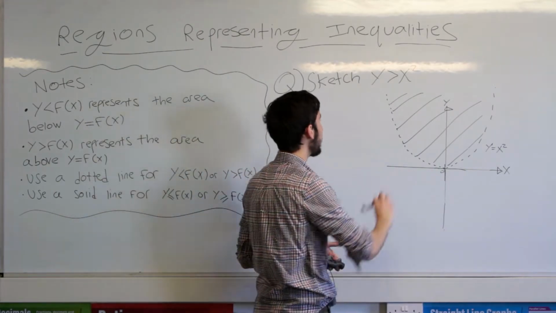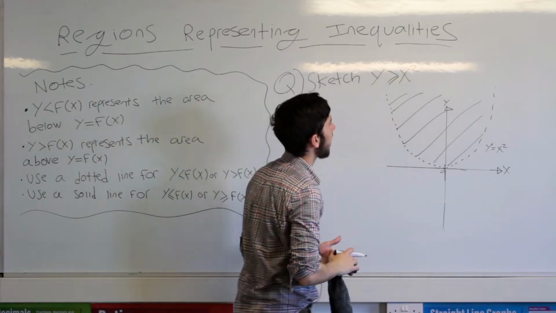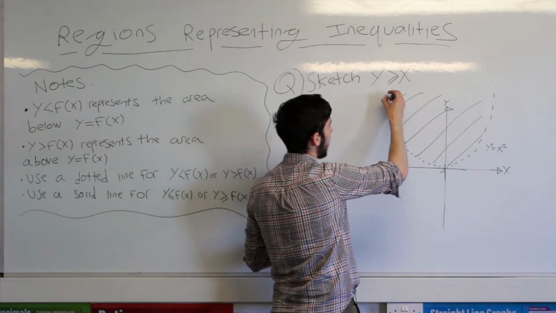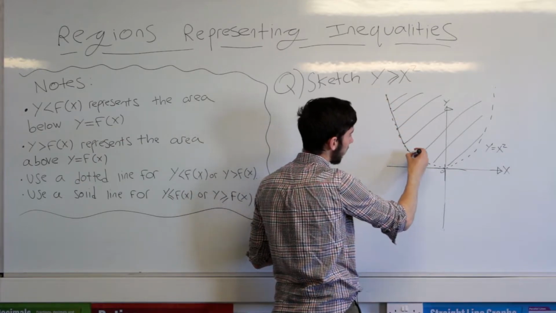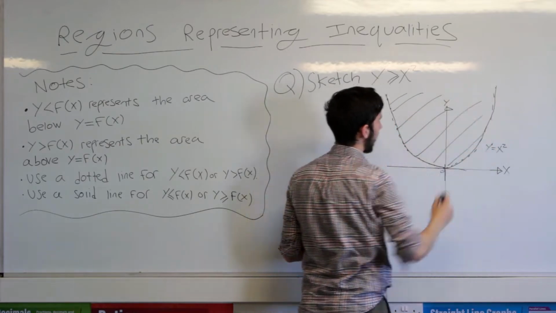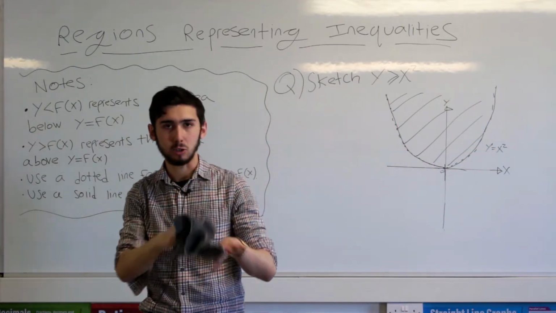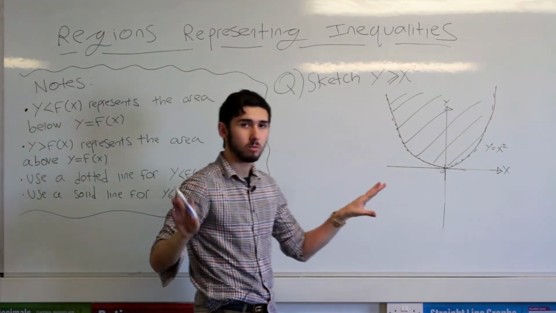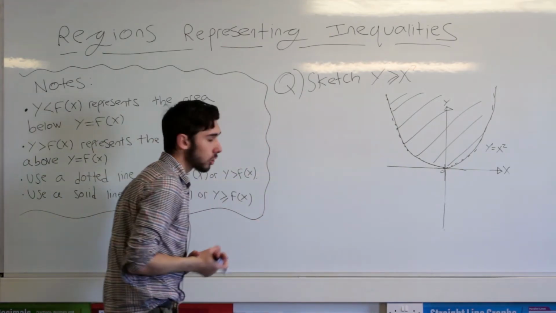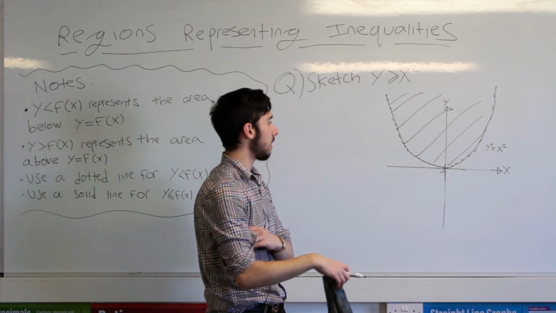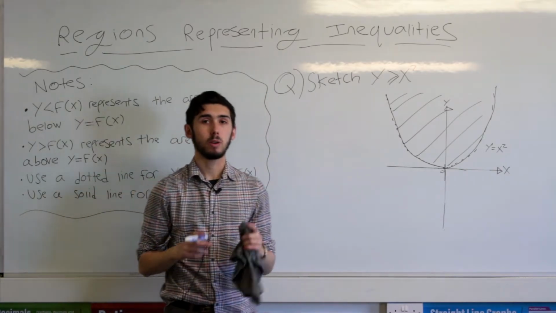If the question was y is greater than or equal to x squared, then yes, you would have a solid line, okay? It'd just be a straight line through all of the dots. Don't put any dots for that one. So guys, that's not an actual exam question, but we will do one. And it's going to be a little bit tricky, but I think we can do it.